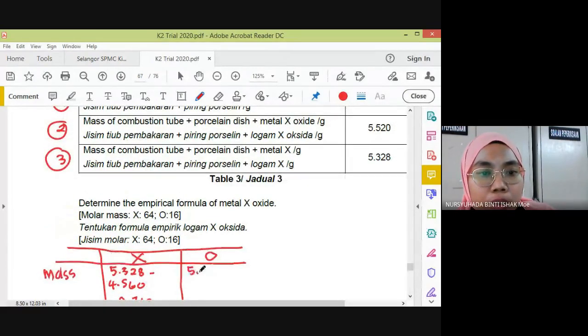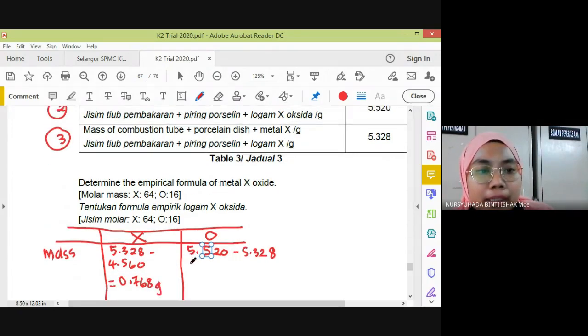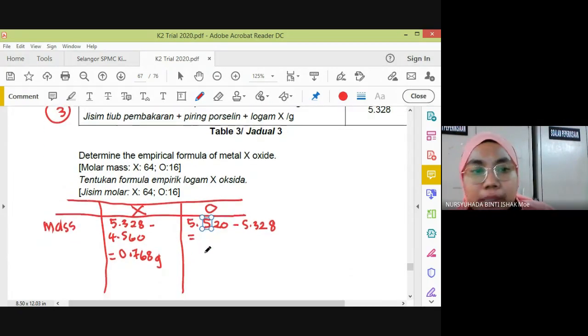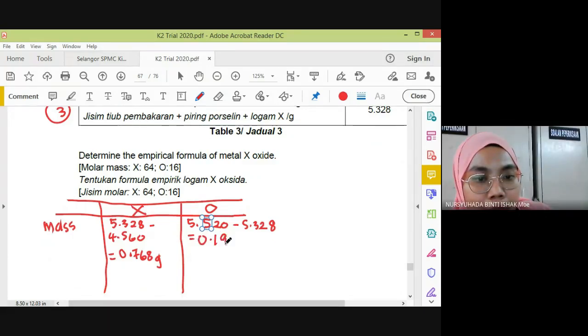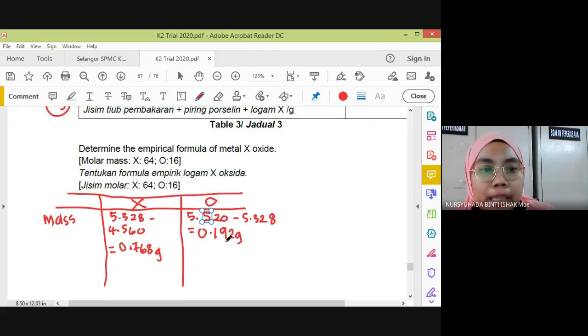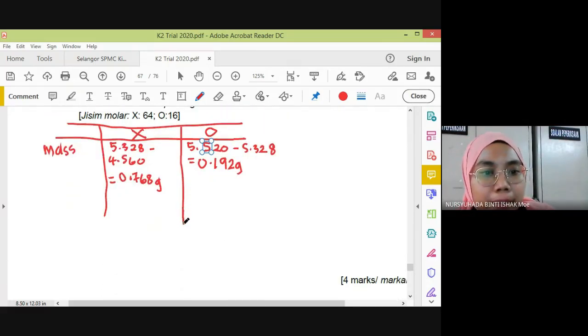5.520 minus 5.328. So the answer is, what is the mass of oxygen? 0.192. Very good. 0.192 gram. Okay, done with mass. Next step.